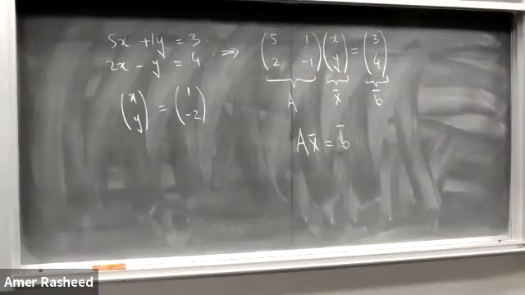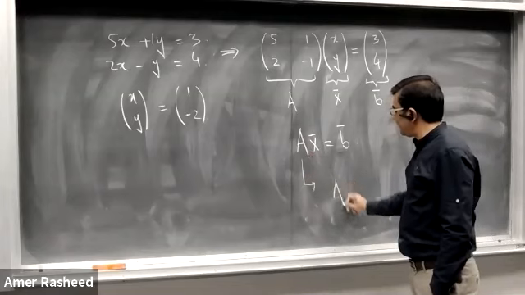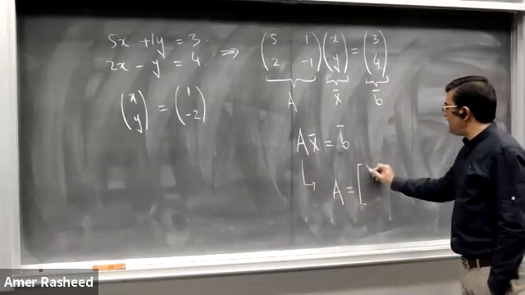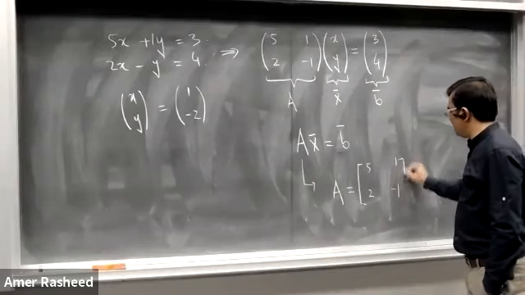We can also investigate by looking at this matrix whether the system has a unique solution or not. If A is 5, 2, and then 1, minus 1.